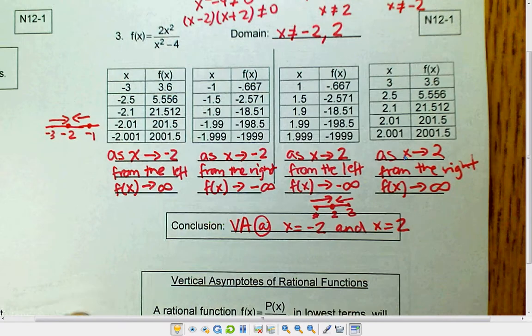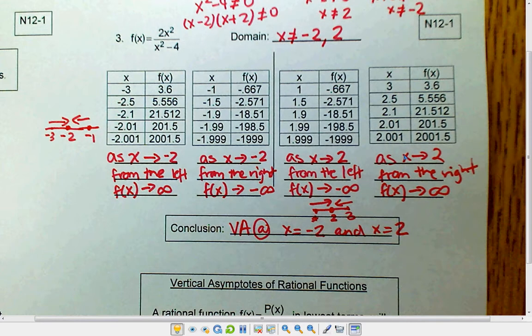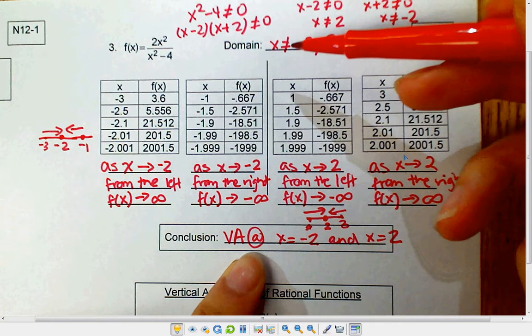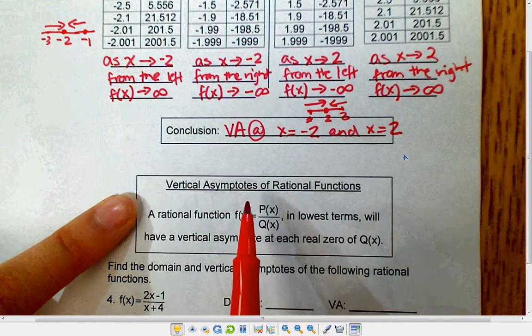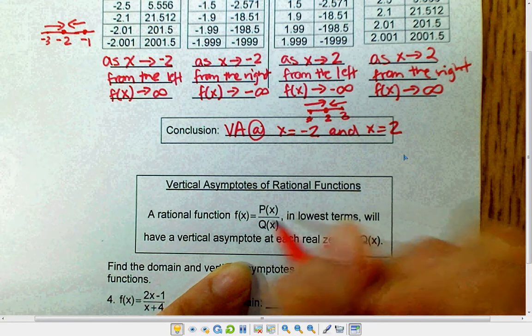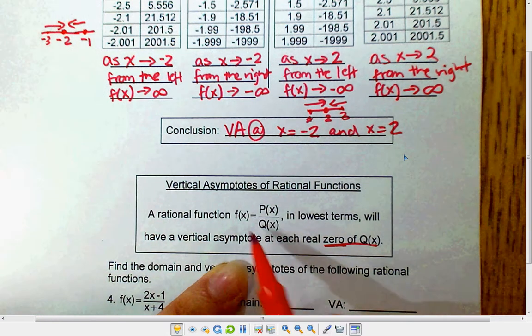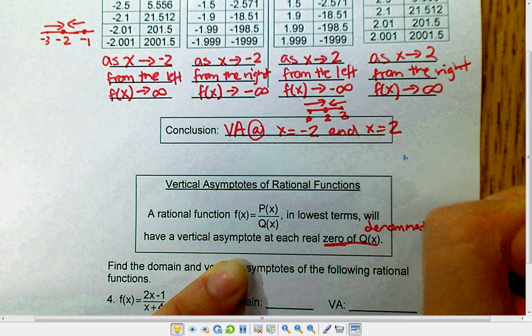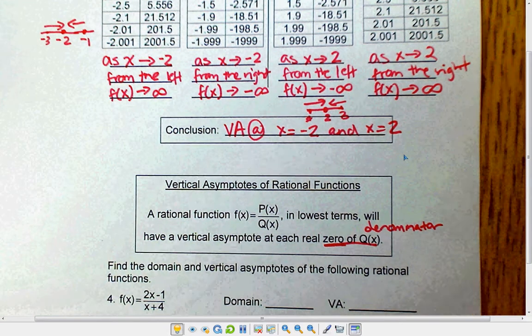So what we can conclude from these three problems, you might have noticed your vertical asymptotes are exactly where your domain is. Right? So just like with your domain, if you're looking for your vertical asymptote, you have a vertical asymptote at each 0 of q of x, which is your denominator. Right? So every time you have a 0 in your denominator, so when you set it equal to 0, that's going to give you a vertical asymptote.